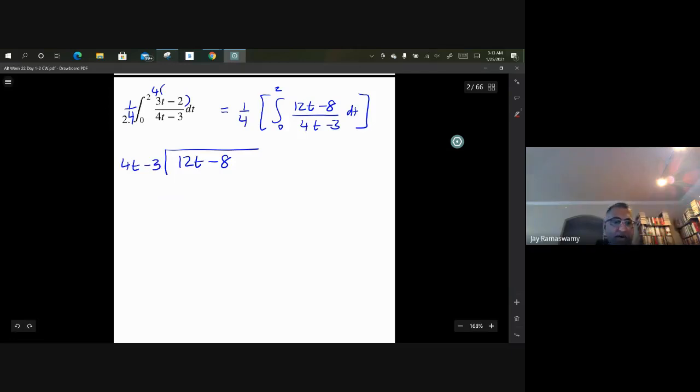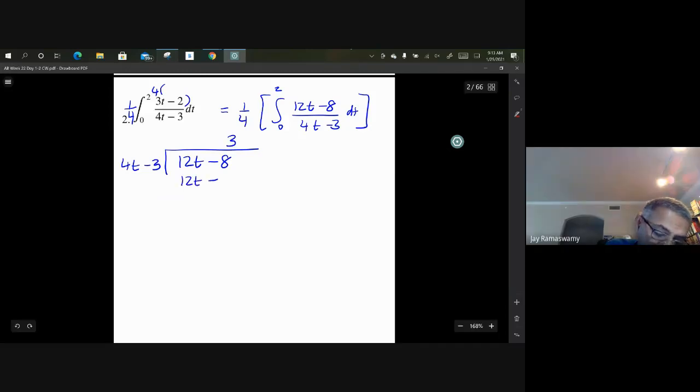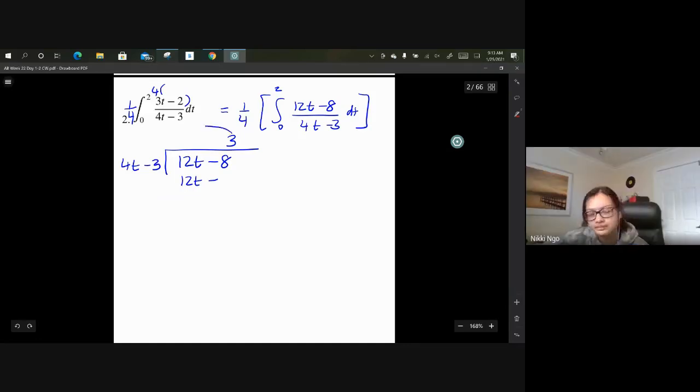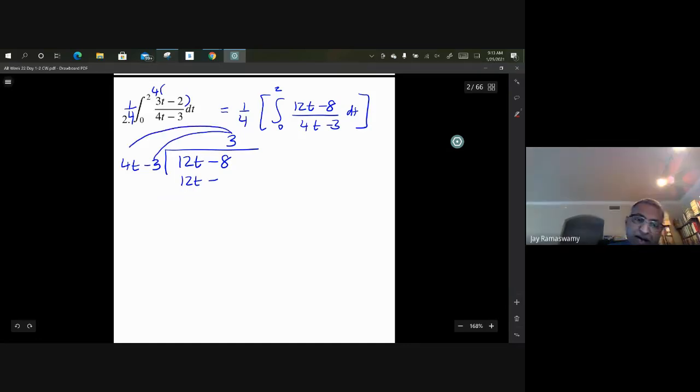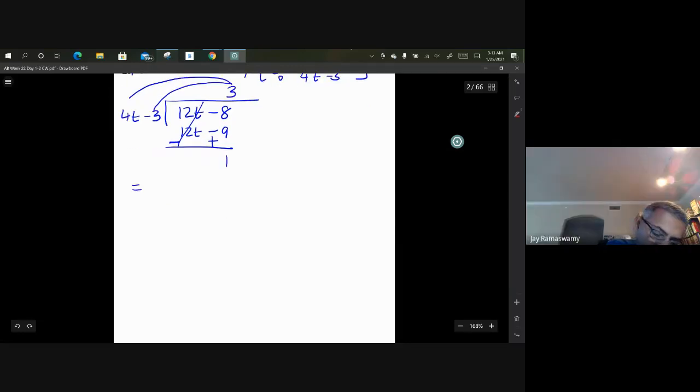Okay, look down. I'm going to walk you through it. I need a 12. I have a 4. 3. So that becomes 12t minus 9. See if that comes back. I'm distributing. Subtract, so switch signs. So your remainder really is 1. So I can rewrite the original problem as 1/4 integral 0 to 2.